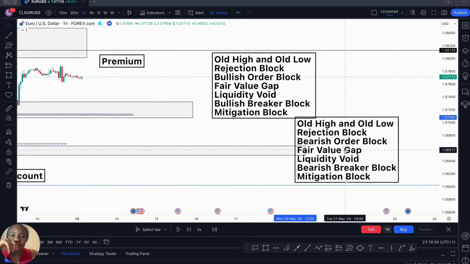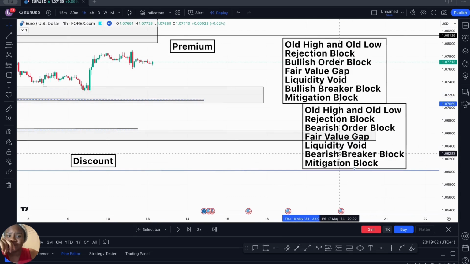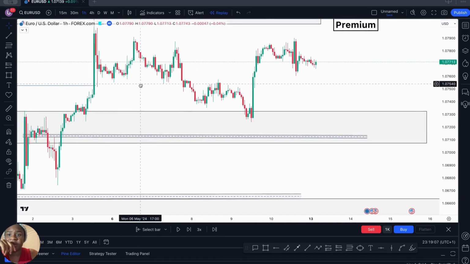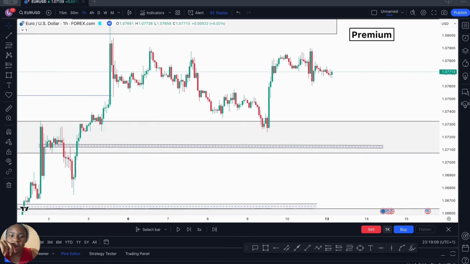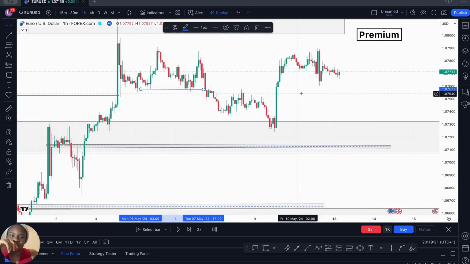Now 1 hour, what am I seeing? I'm on a premium on 4 hours. So on 1 hour, I'll be looking for a sell, but I'll be conscious. On 1 hour, there is what? There is a shift in market structure here, right?